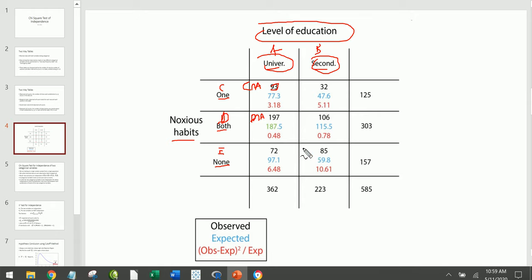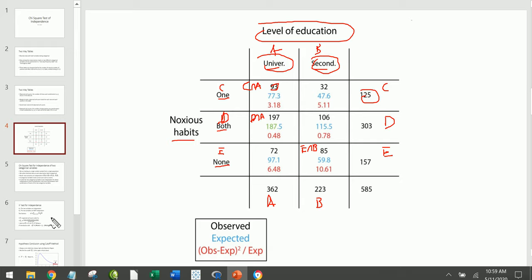This one is the intersection of E and B. What about this one? What about these margins? This is just C. This is just D. This is just E. Likewise, this marginal total here is just B, and that's just A. Notice the margins don't care about the other variable.